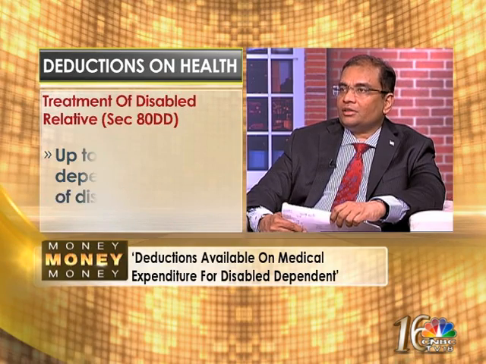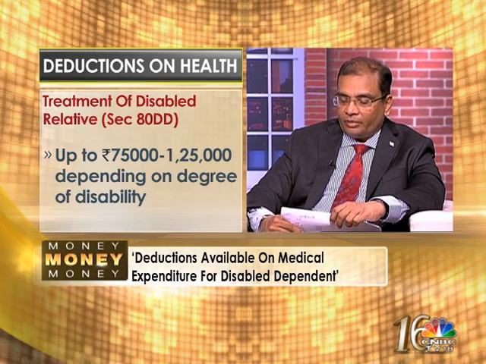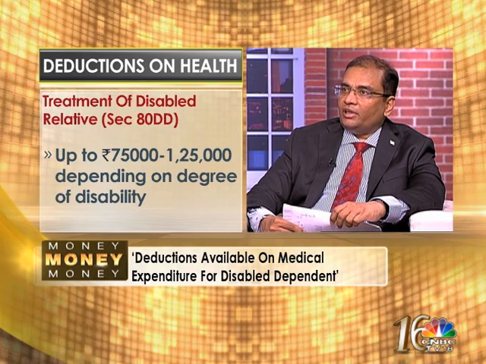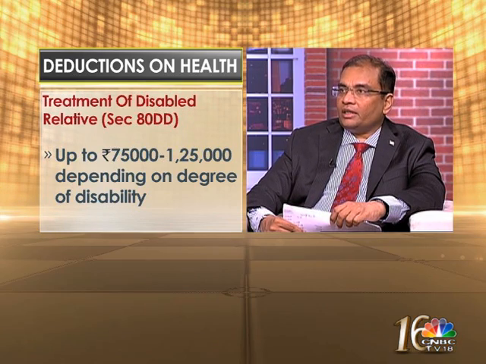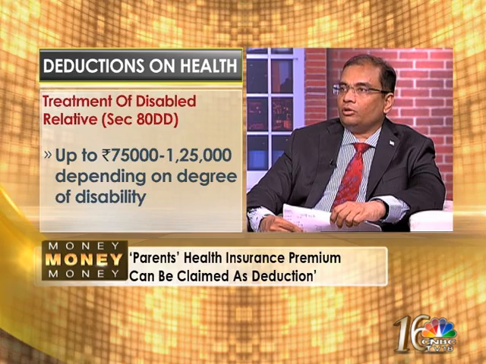Yeah. So, if you have a dependent disabled person, if you incur any expenditure on medical treatment for such persons, you get enhanced deductions for such medical treatment. Apart from that, if you have parents and if you are incurring any expenditure or you are paying any premium for them, you get an additional deduction even for that as well, apart from yourself and family members.